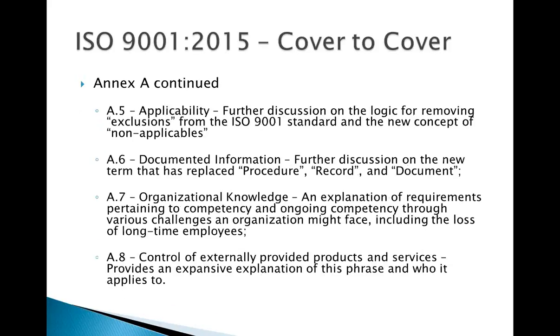A5 is called applicability. A little bit of discussion on the logic for removing permissible exclusions and what's intended by the new concept of non-applicables. Section A6, which we've seen already, some discussion on the term documented information and explaining those terms maintained and retained documented information. A7, the concept of organizational knowledge.